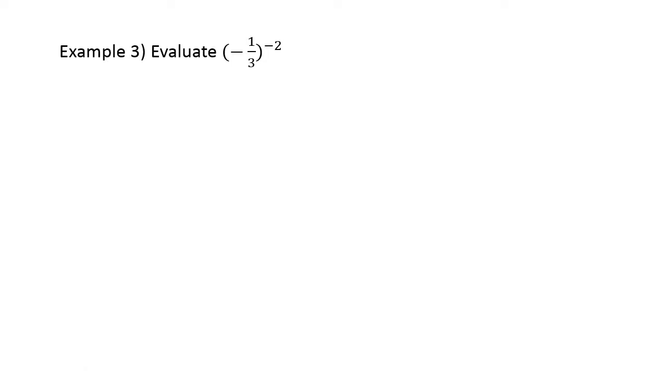Example 3. Evaluate negative 1/3 to the negative 2. So notice here I put a negative sign in line with the fraction in the original question. That's one way of writing a negative fraction. That negative could also be written right below the denominator, or as I chose to rewrite it here, before the numerator. Typically, I like to just put it before the numerator. Any of them are okay to deal with. They're perfectly fine to use in each of these forms.